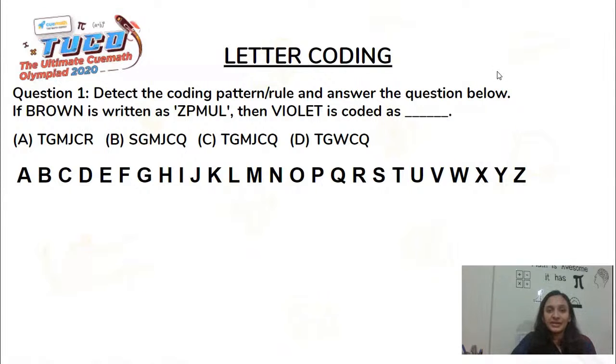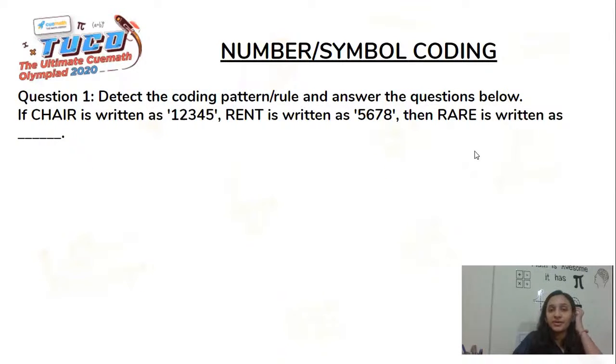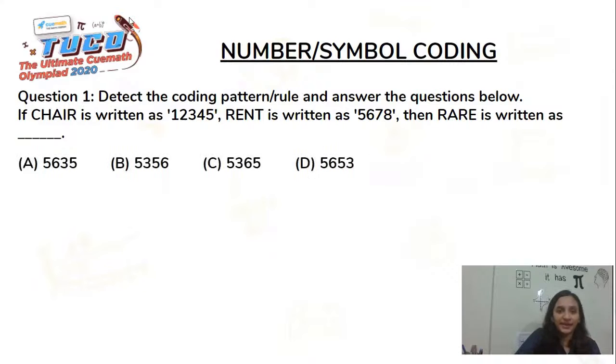We'll be moving on to the next question, which is based on number and symbol coding. It says again, detect the coding pattern or rule and answer the questions below. It says if CHAIR is written as 1, 2, 3, 4, 5, that is, CHAIR has been coded as 1, 2, 3, 4, 5, and RENT is coded as 5, 6, 7, 8, then the word RARE is written as dash. Basically, given the two words CHAIR and RENT and the way they have been coded, we need to detect the pattern on which they have been coded, and then apply the same coding rule on the word RARE to find its code. Now let's see the options. These are all the options that we have.